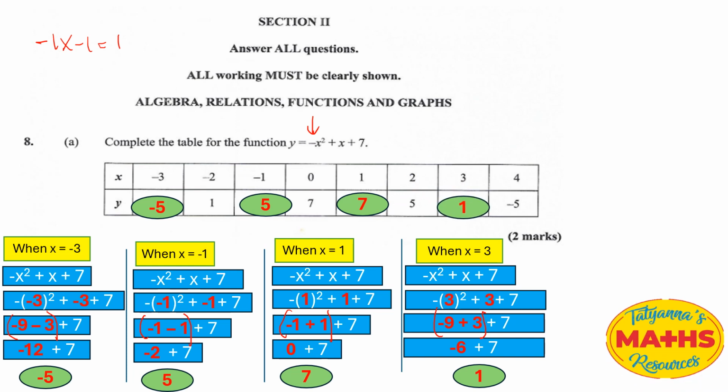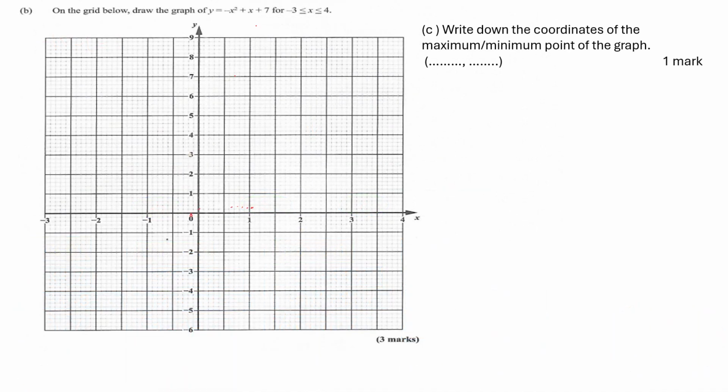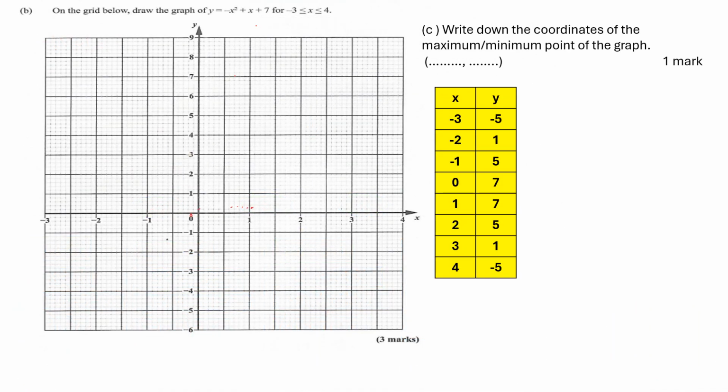So here we have our coordinates in the table. We have our x and y coordinates. So negative 3, negative 5. Then we have negative 2, 1. That's negative 2 on the x-axis and positive 1. Then we have negative 1, 5. That's negative 1 on the x-axis, and 5.